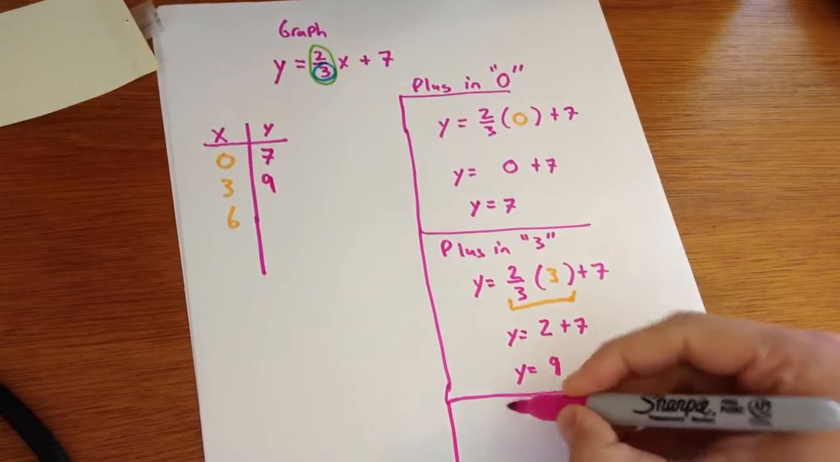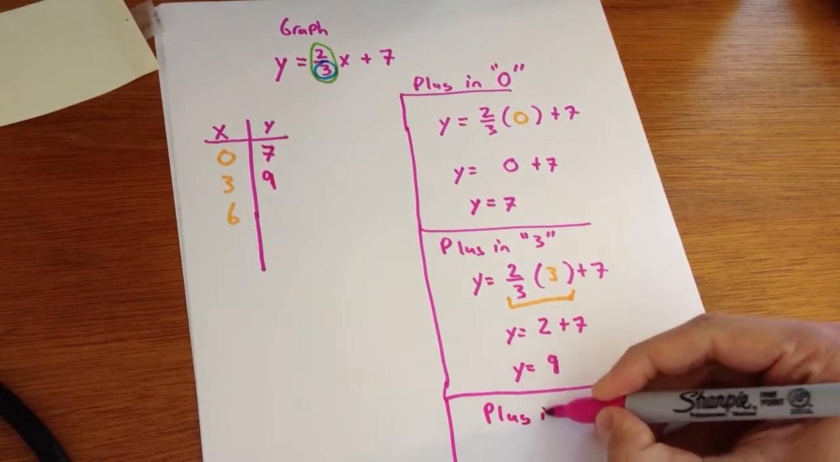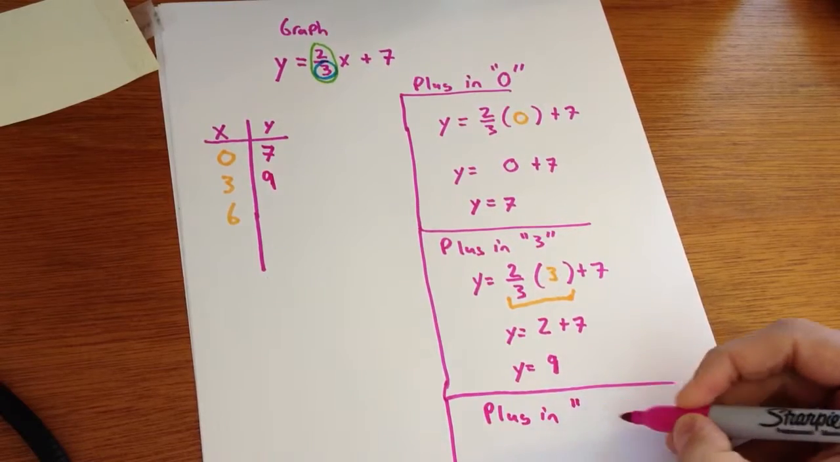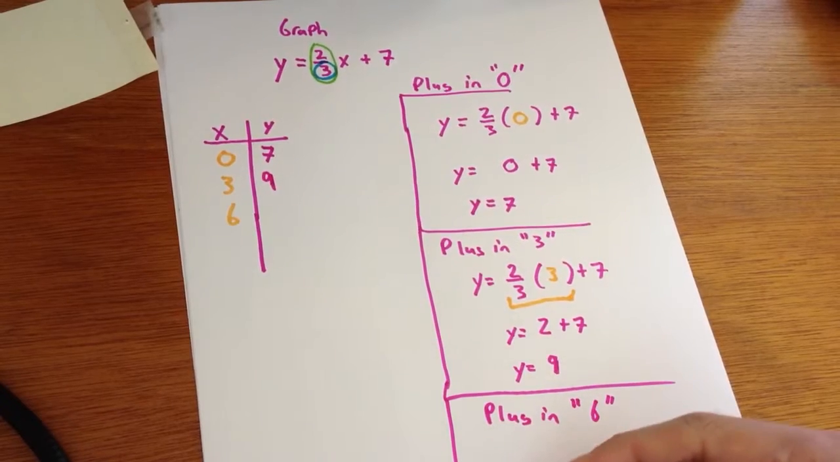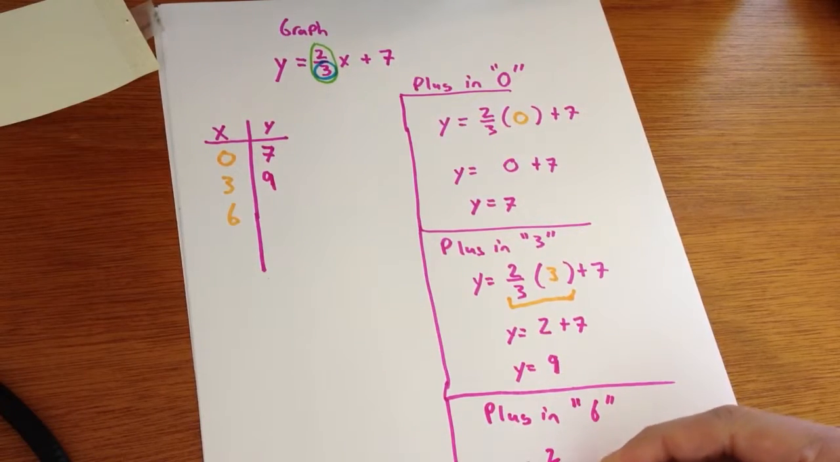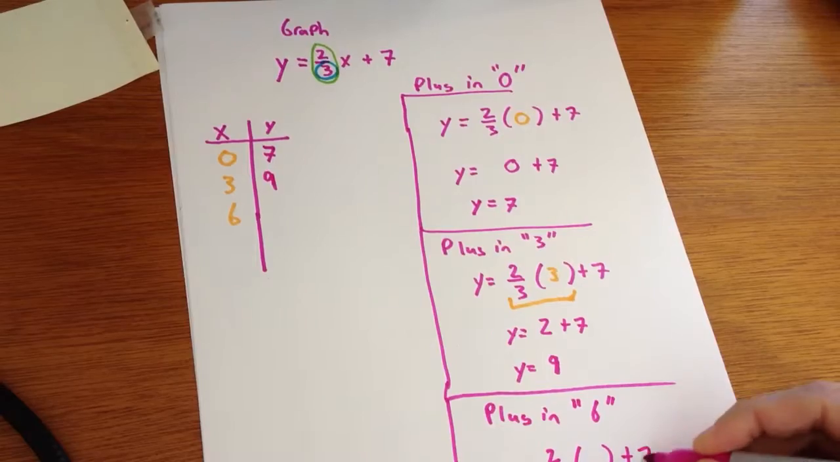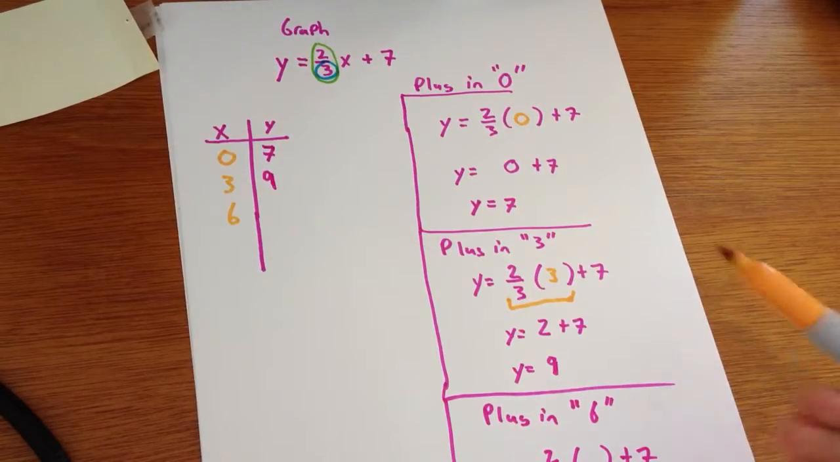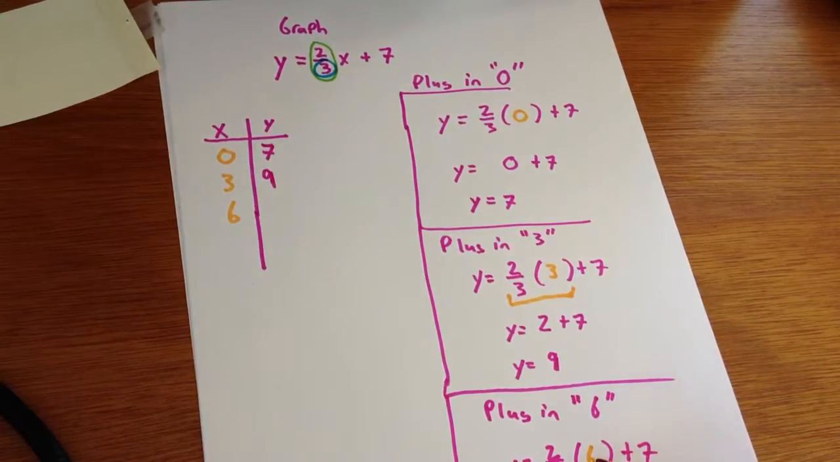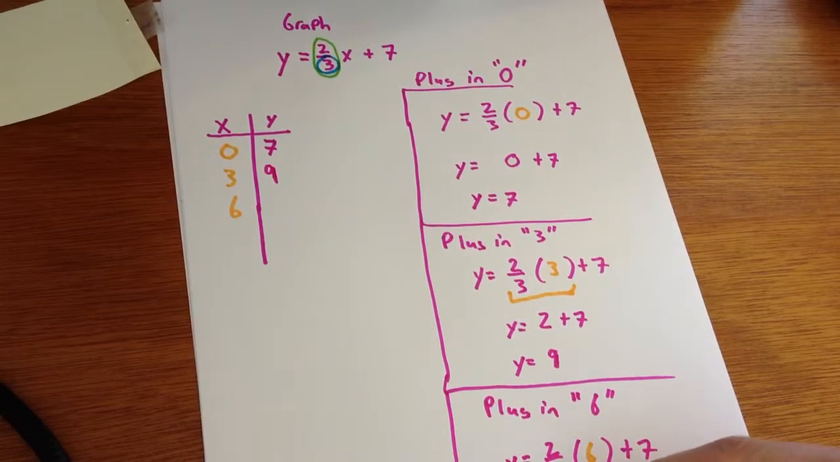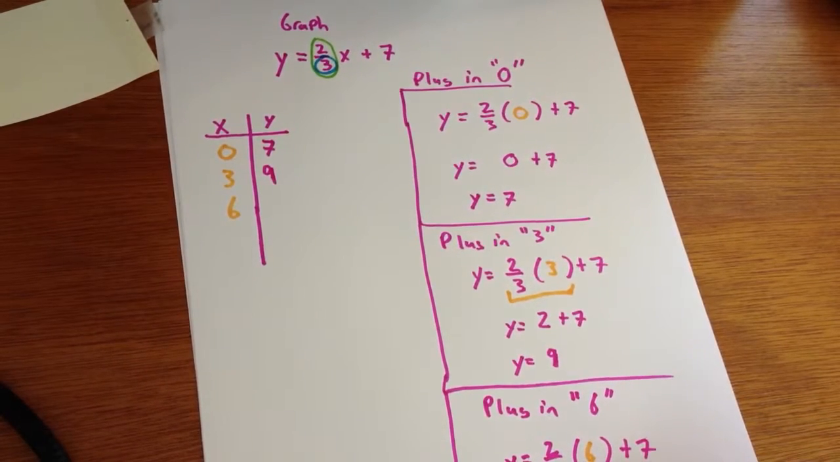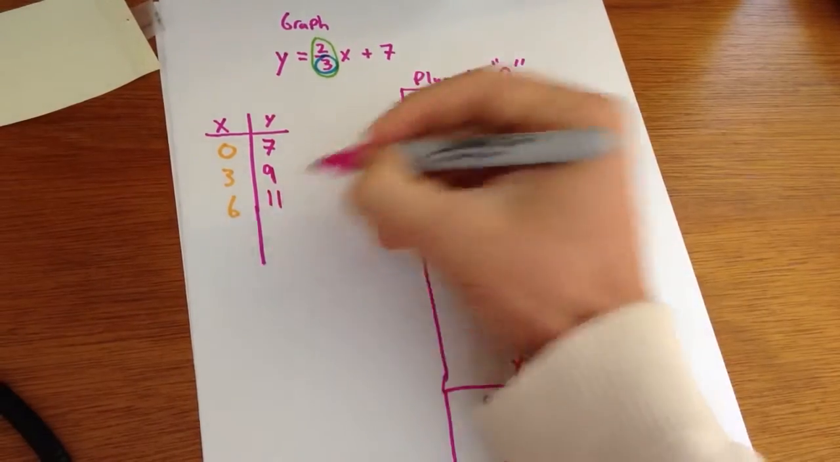And lastly, let's plug in, what do we have? Last thing on our list is 6. Plug in a 6. Y is equal to 2/3 times 6 plus 7. So 6 divided by 3 is 2, and then 2 times 2 is 4. So y is equal to 4 plus 7, or y is equal to 11. And that's our third point up here.